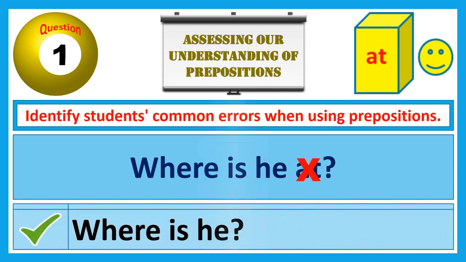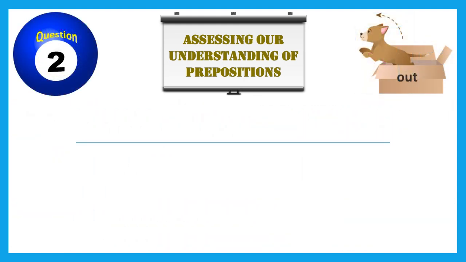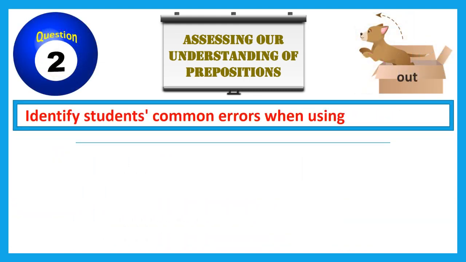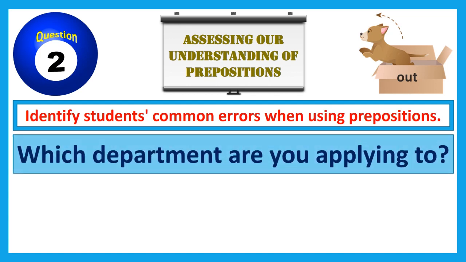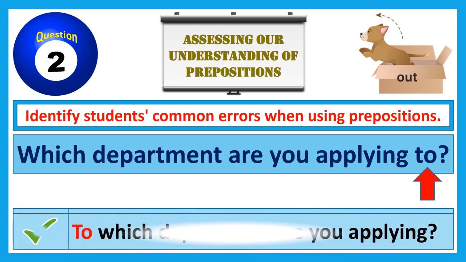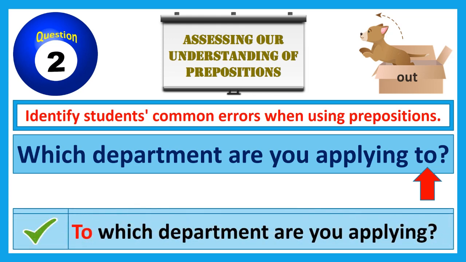Question 2. Identify students' common errors when using prepositions. Consider the sentence, which department are you applying to? Here, the student ends the sentence with the preposition "to." The revised form is, to which department are you applying?